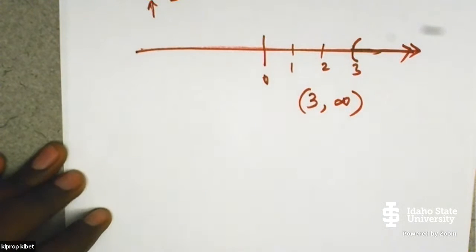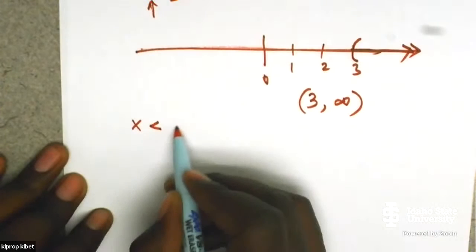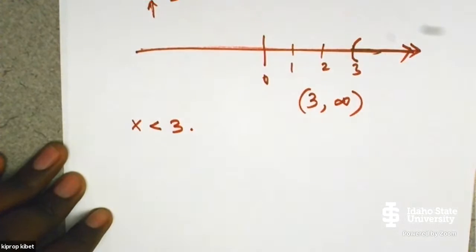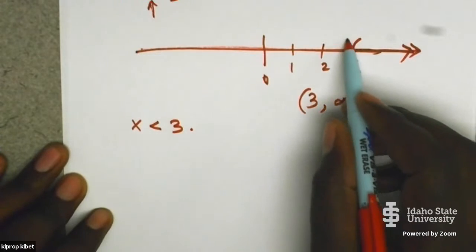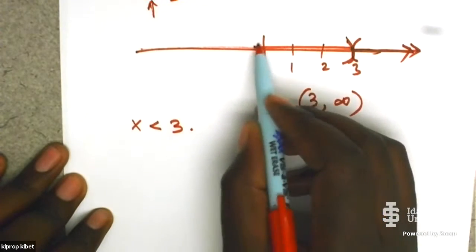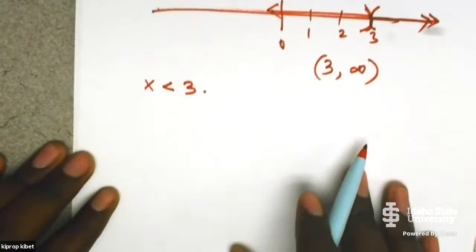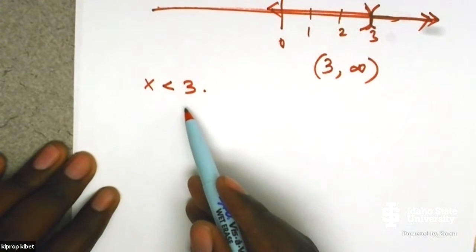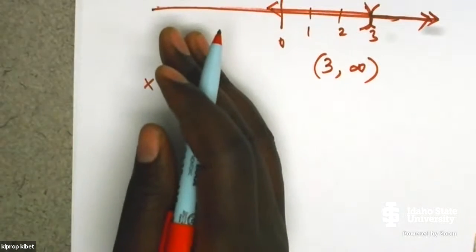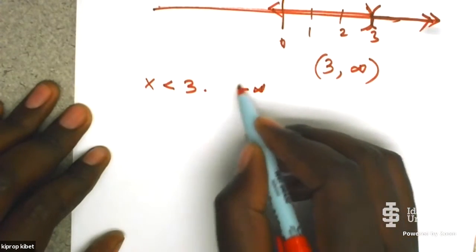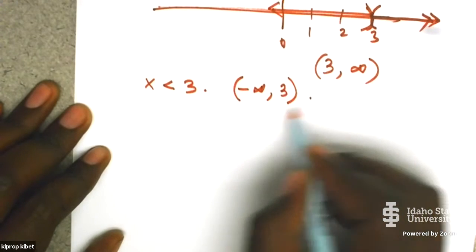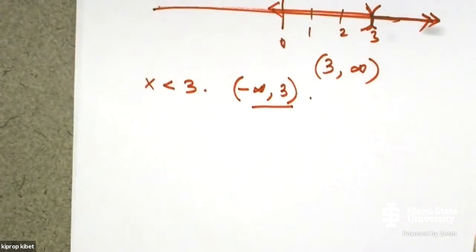So if it is x less than 3, it should be in this direction, that way. So how are we going to write this? We start from the left, so it will be negative infinity, and then 3. Okay? So that is how. Any other question?